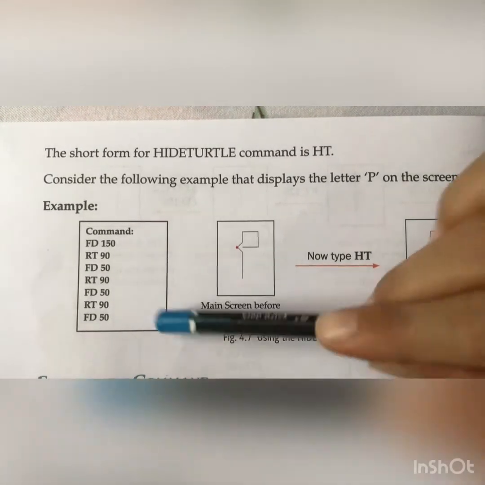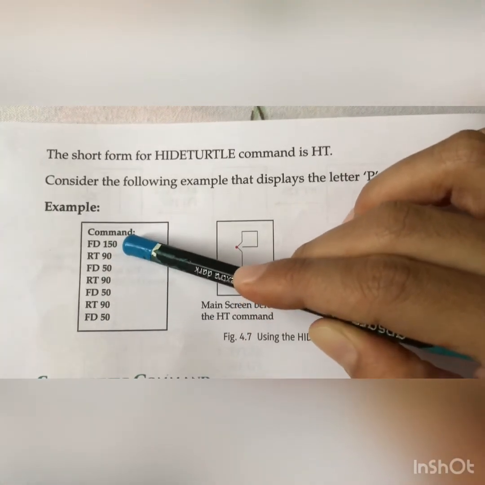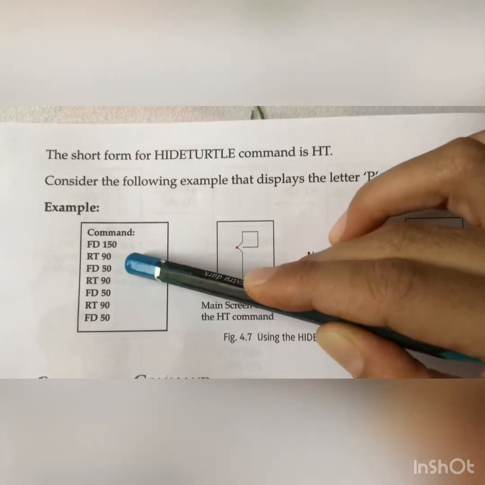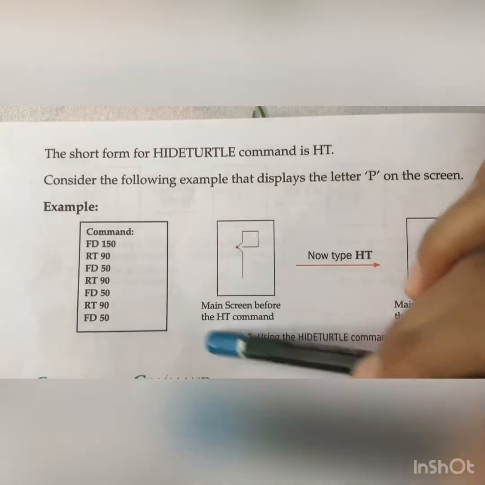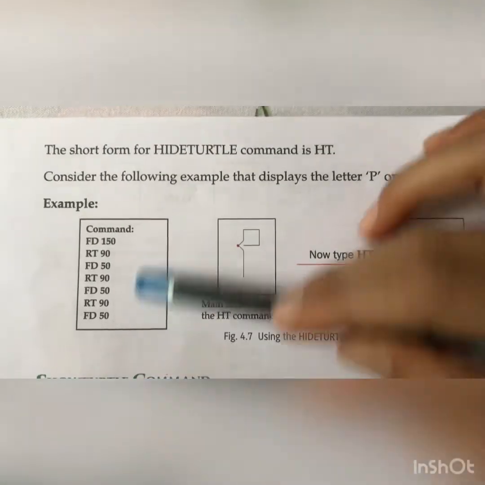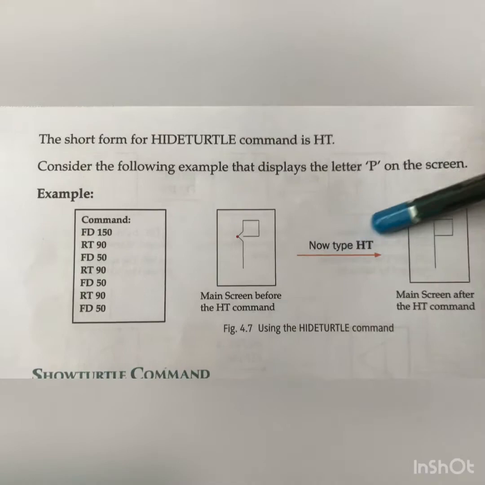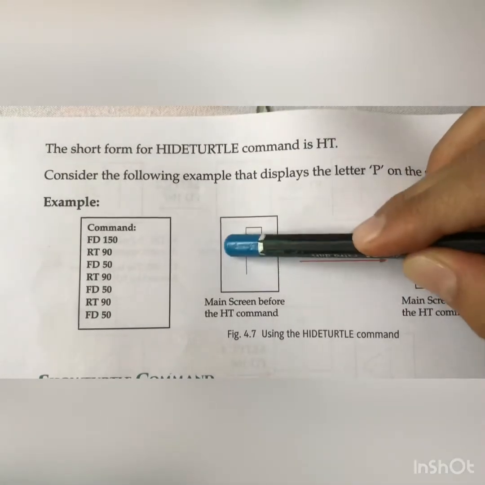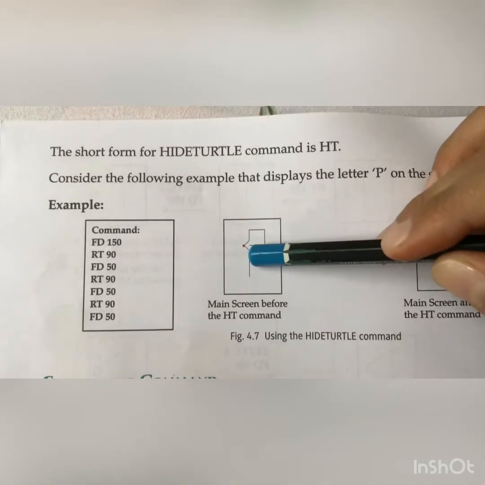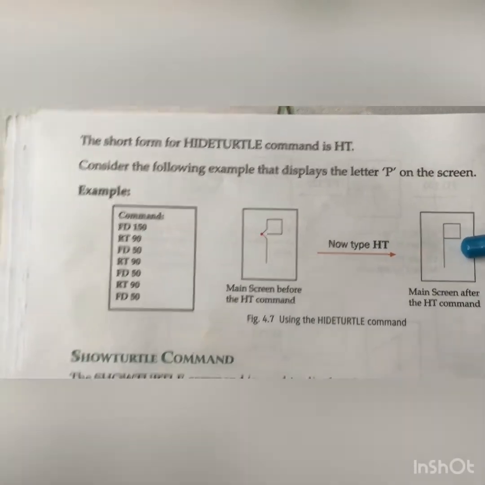So first, what happened in this example, they all used these commands: first forward, then right, then again forward, right, and forward. And this output was created after giving all these commands. And then after I typed HT, it hid the turtle. Look, here one triangle is there and it is hidden by using the HT command.